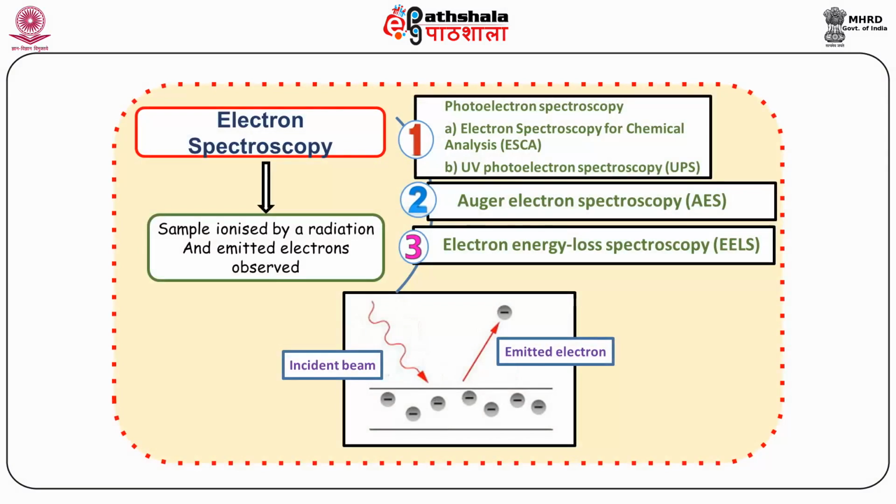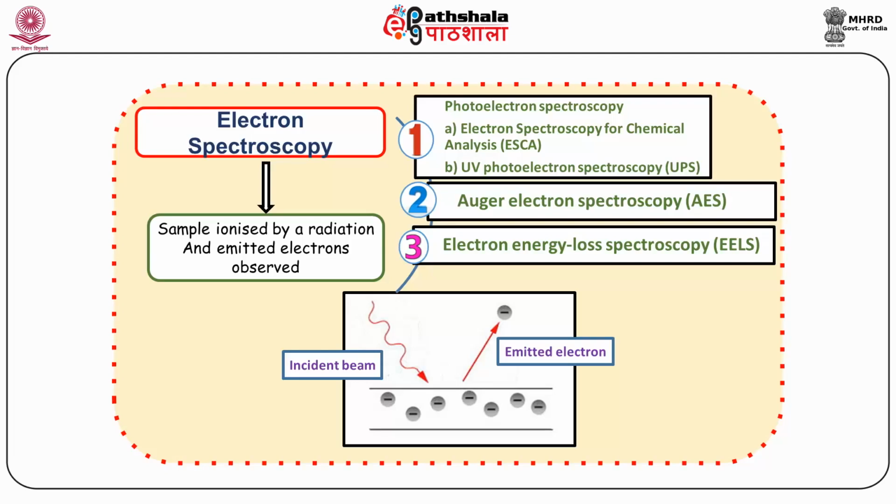Electron spectroscopy, the principles once again, to recapitulate: the sample is ionized by radiation and it emits electrons which are observed. Then we call it photoelectron spectroscopy also. The other name is electron spectroscopy for chemical analysis, ESCA. The B part deals with UV photoelectron spectroscopy. This is another name given to this.